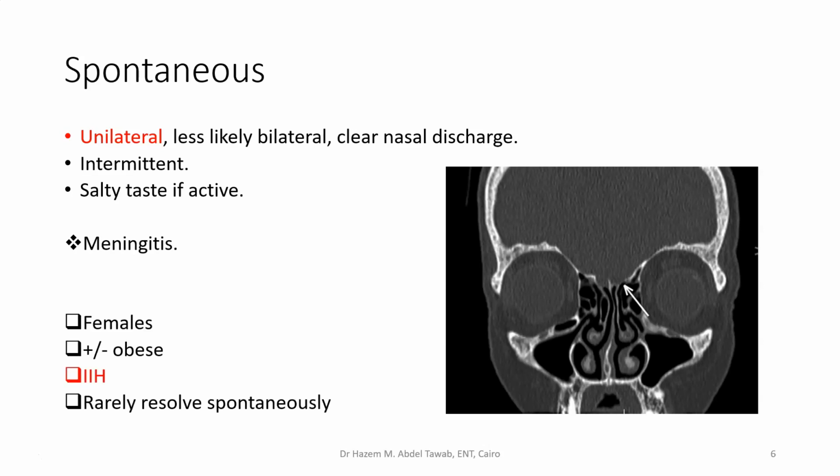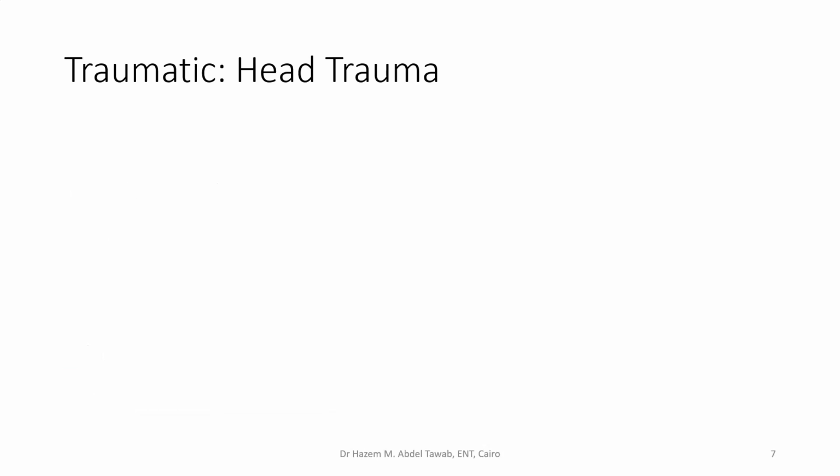So usually in patients with spontaneous leaks, it happens due to, as I have said in the previous slides, idiopathic intracranial hypertension, which is usually common in females, usually common in obese patients, however it can happen in anyone. And due to the fact that it is due to increased pressure, it rarely resolves spontaneously. So it actually needs an intervention, and few cases respond and close spontaneously without any intervention. This is for the spontaneous, as we see in the picture here.